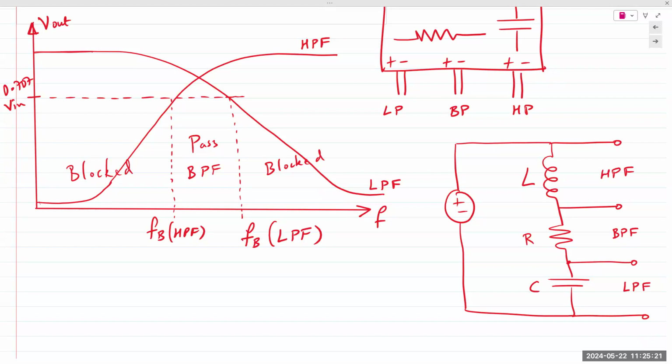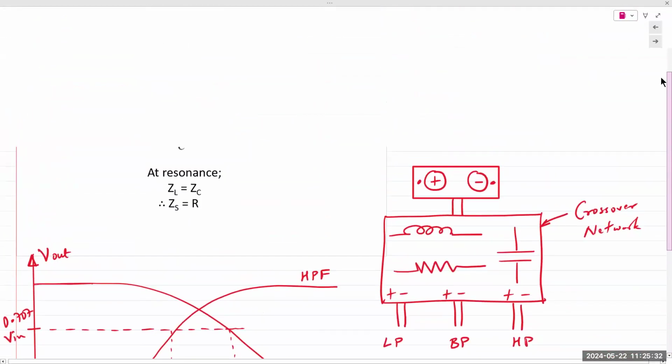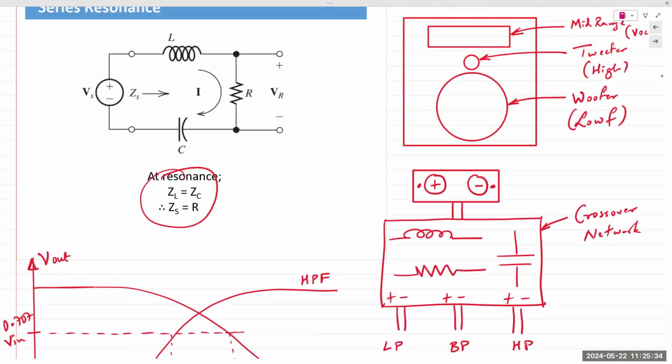Now, you have a range of frequencies being applied to an RLC circuit. At one particular frequency applied to this RLC circuit, the impedance of the inductor and the capacitor cancel each other out.